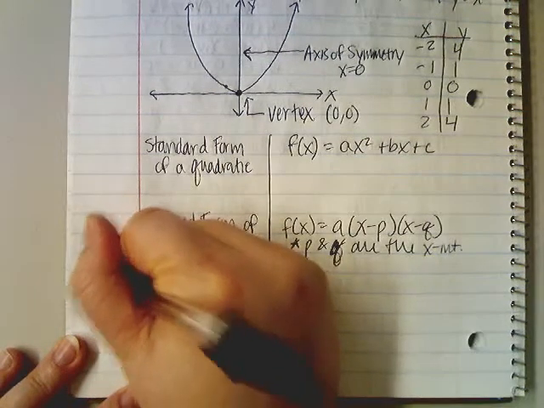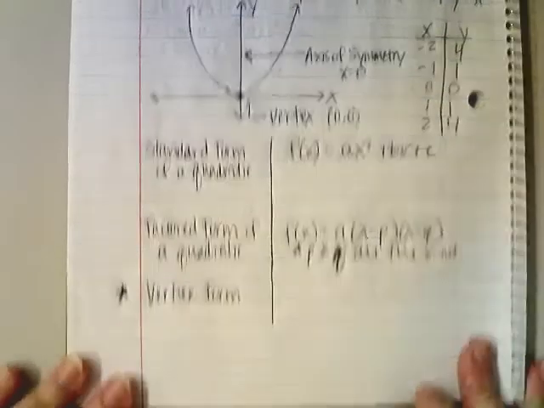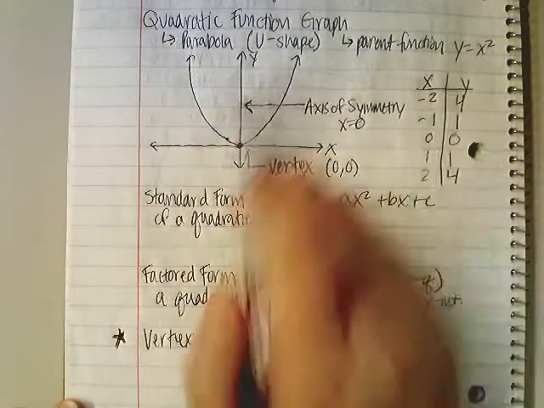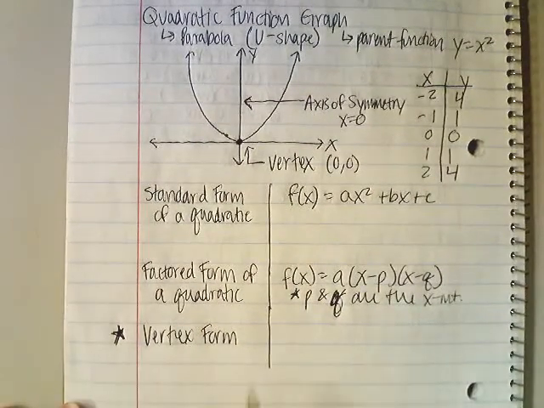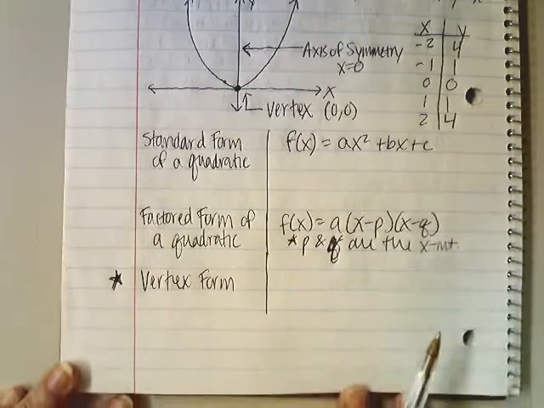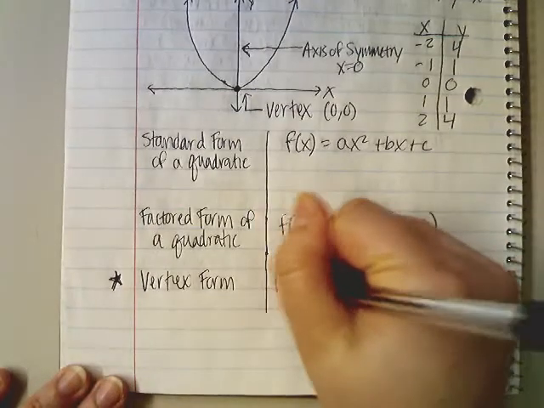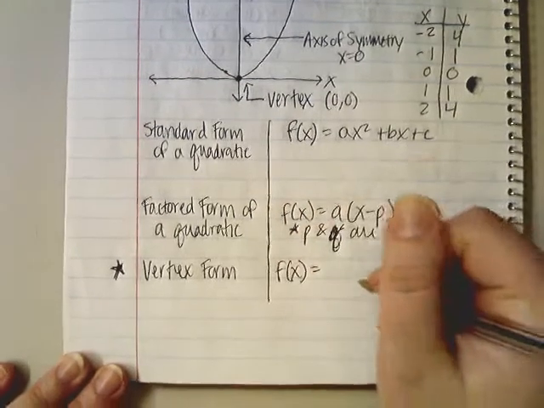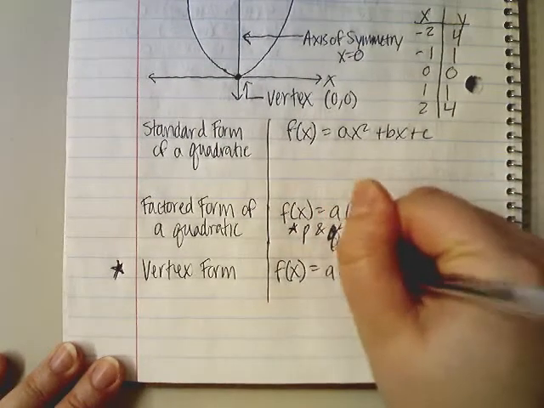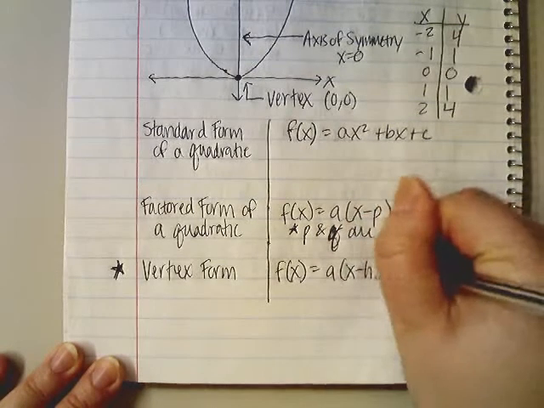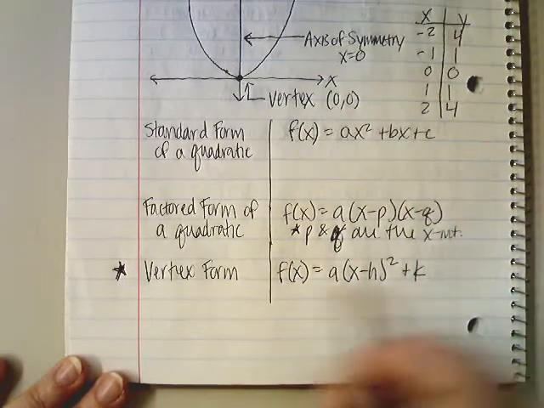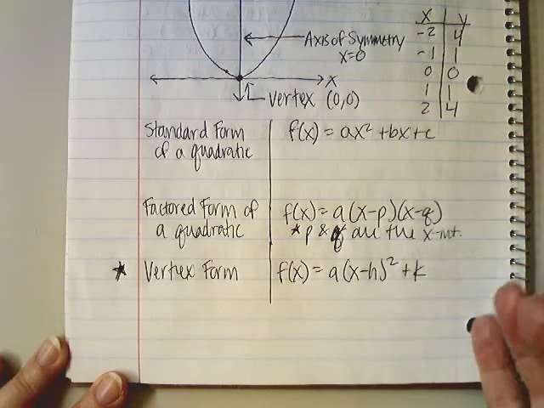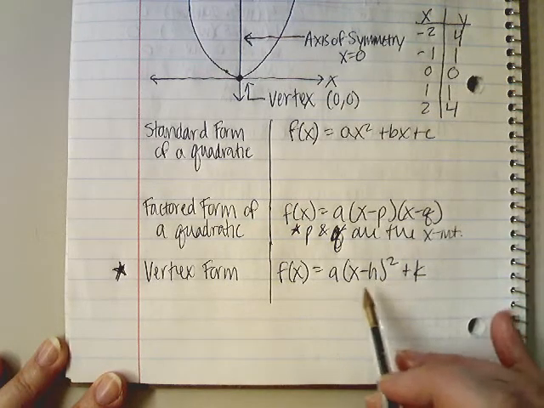So I'm going to put a star here because this is what we're focusing on today, because it shows us the transformations that we're making to our parent function. So we're focusing on vertex form today because it is the way we show our transformations to our parent function. And the way we write those equations is going to be f of x equals a times x minus h squared plus k.